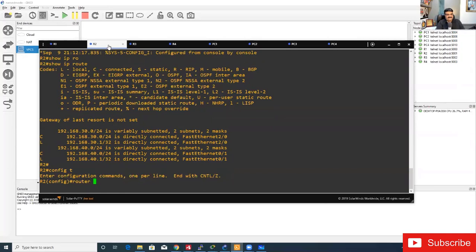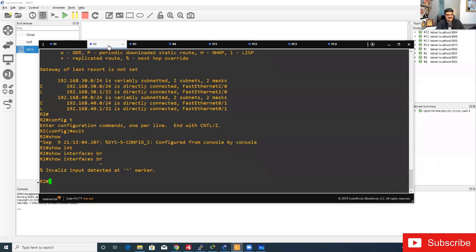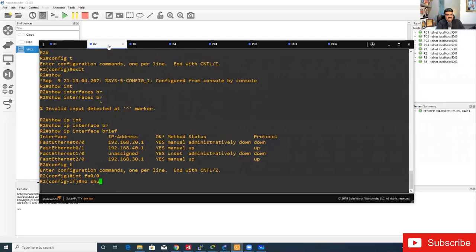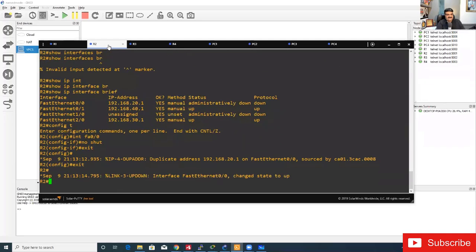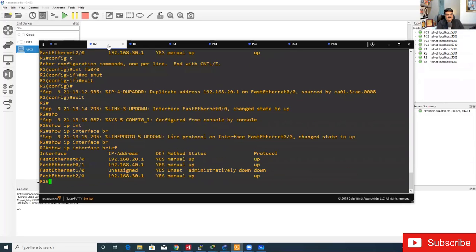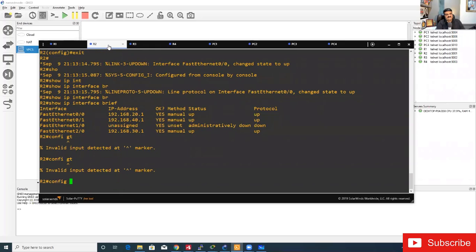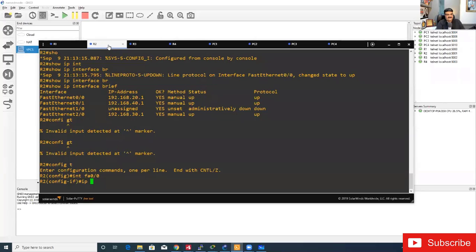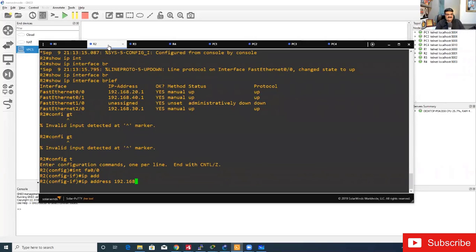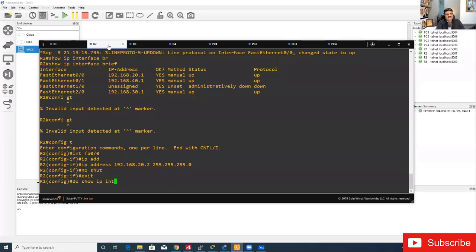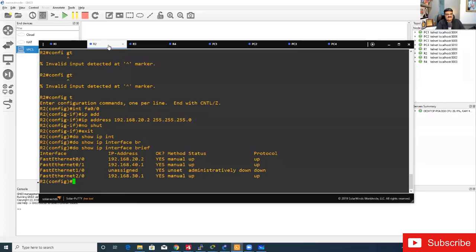Router, here is 20 and 30. Wait a minute, I have to check the IP address first. Yeah, it is administratively down, so no shut. Now I have to check this. Yeah, there is a duplicate IP also. Okay, interface FastEthernet 0/0, I'm going to change the IP to 192.168.20.2 255.255.255.0 and no shut, right? So show ip interface brief. Okay, now it seems okay.